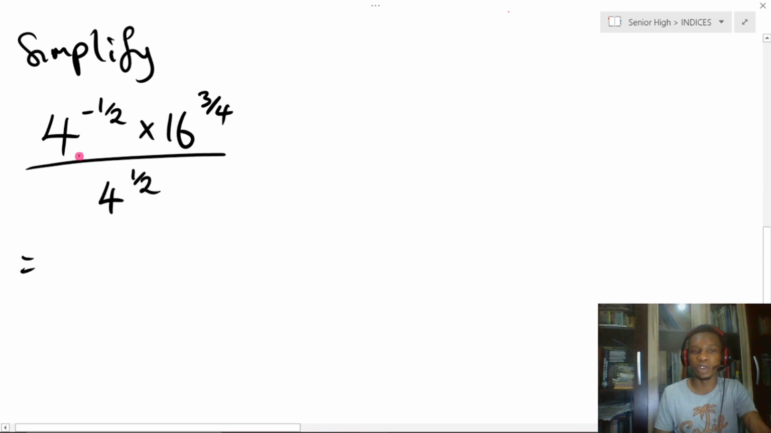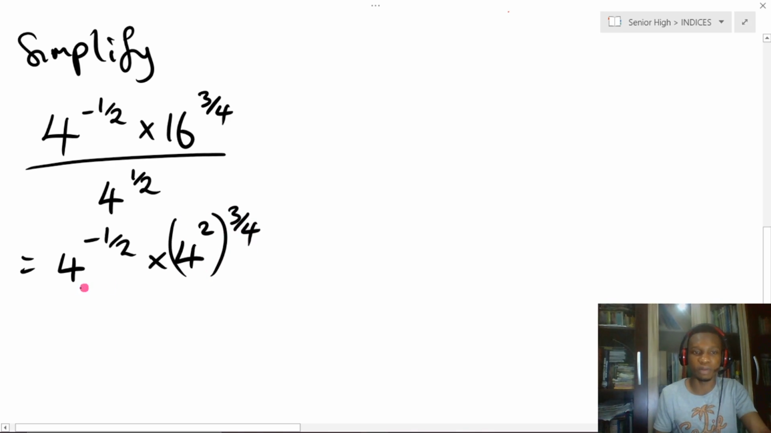Now notice something. First of all, notice that they all have the same base. What is the base you are noticing here? Is a base of what? 4, because we know that 4 is a base here, 4 is a base here. 4 also is a base inside 16, because 4 raised to the power 2 will give us 16. Is that not so? So first of all, let's write them in the power of their bases. Now this is going to be 4 raised to the power of minus 1 over 2 times 4 raised to the power of 2, right? Yes, correct. And then bracket 3 over 4, over 4 raised to the power of 1 over 2.